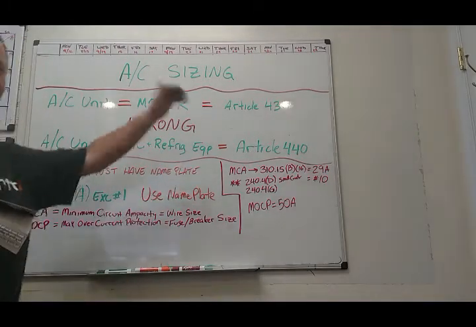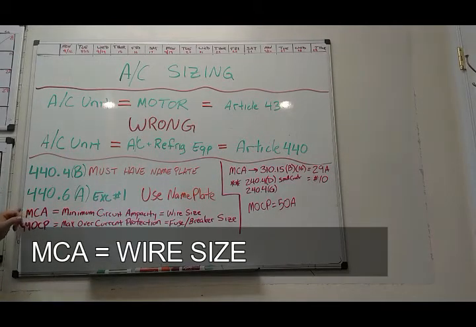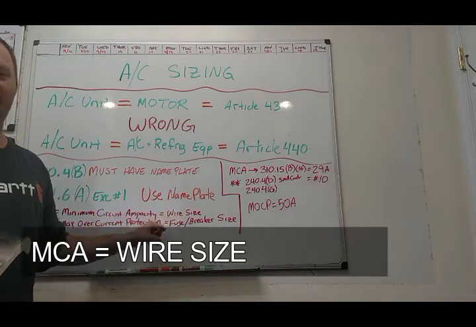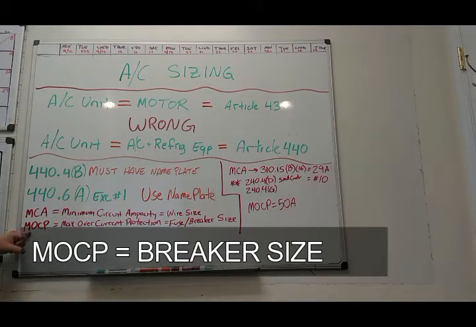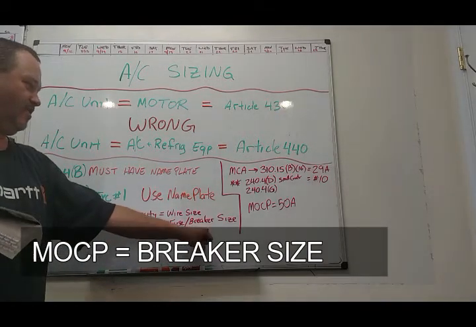So, back to the nameplate. It's got a lot of information, but most often at the bottom, you'll see minimum circuit ampacity, which is what wire size you use for your branch circuit conductors. Then you'll also have MOCP, max overcurrent protection, which tells you the fuse or breaker size.